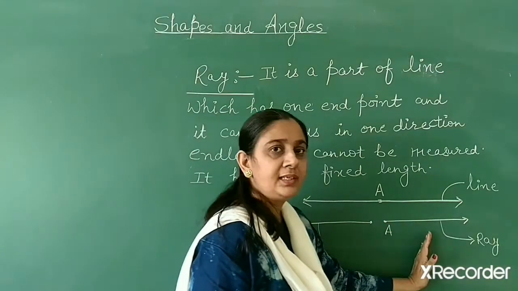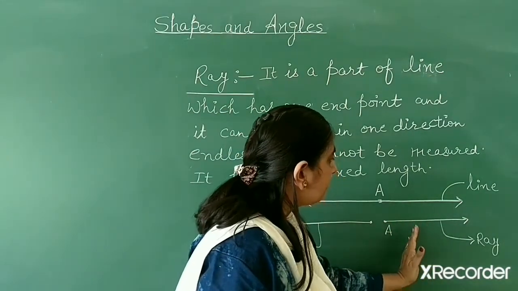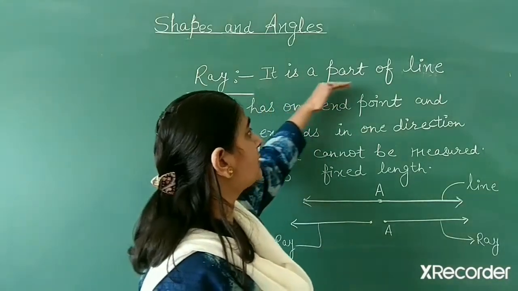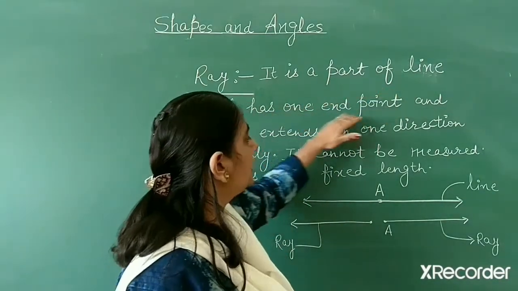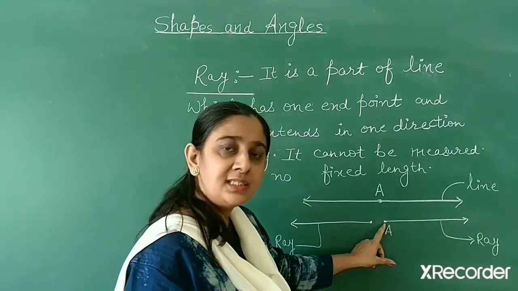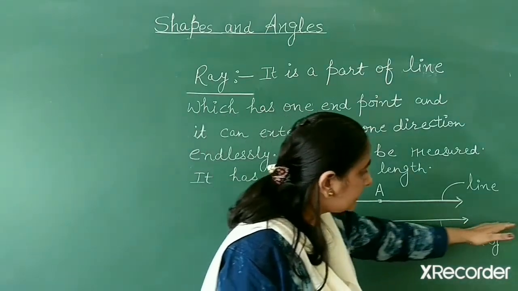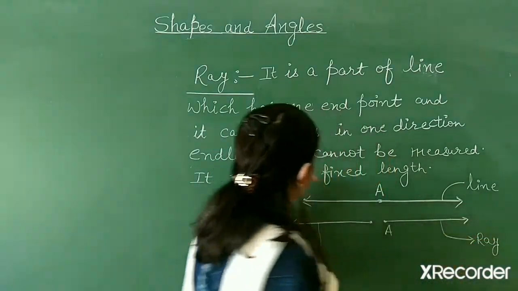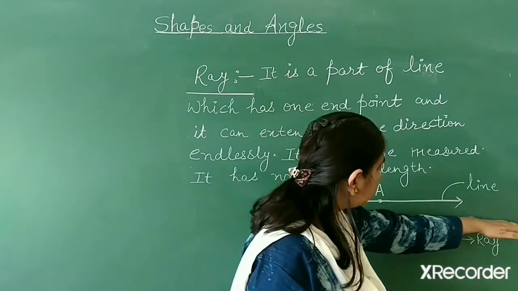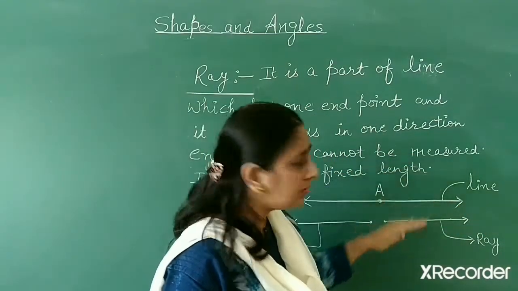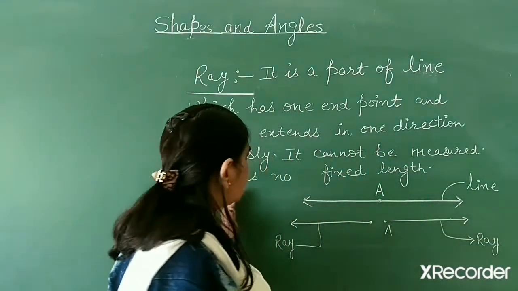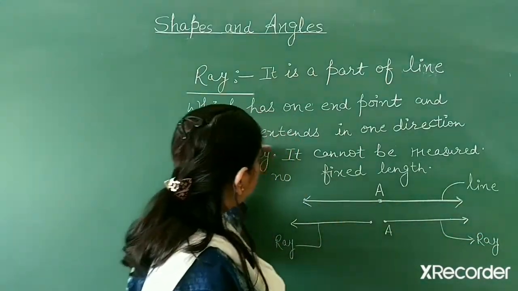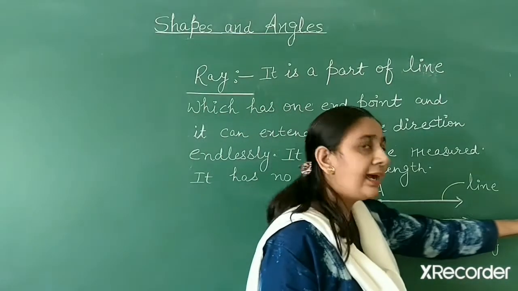Now, look at this ray. This ray is a part of a line. That's why we have written it. A ray is a part of a line which has one end point. Now you will see in this ray, this is the end point, and in this direction you can produce it. Since it can be produced in one direction, you cannot measure it, and that's why it has no fixed length, and it can be extended in one direction endlessly.